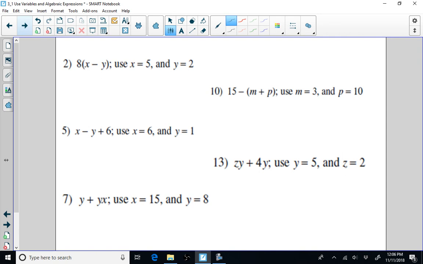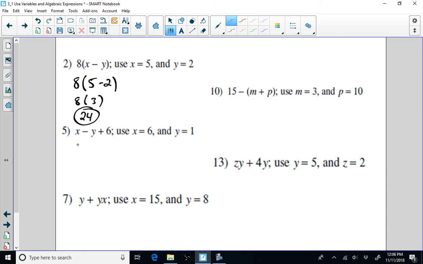A little bit more complicated here because we're replacing multiple variables. We have x is going to be 5, y is going to be 2. So this is 8 parentheses x minus y. That's going to be 5 minus 2. We have to do the parentheses first. 5 minus 2 is 3. So that's 8 times 3. That's going to be 24. All right. Notice that when we simplify expressions, I don't see equal signs.